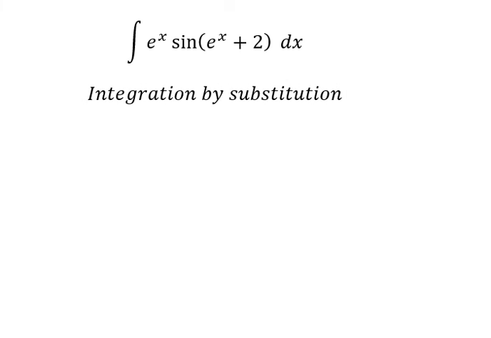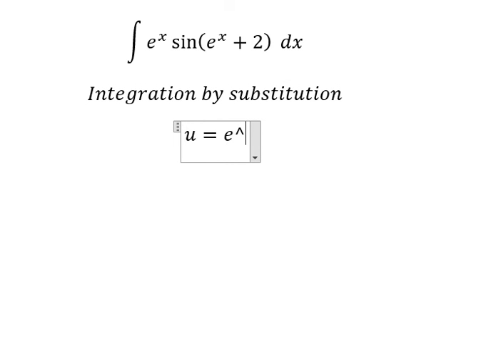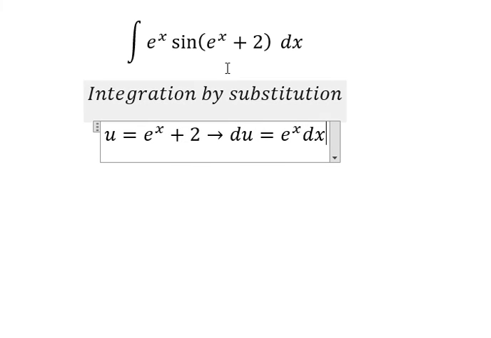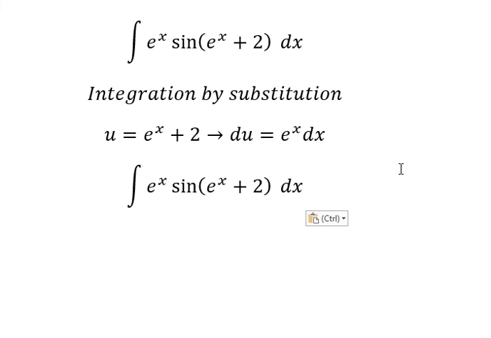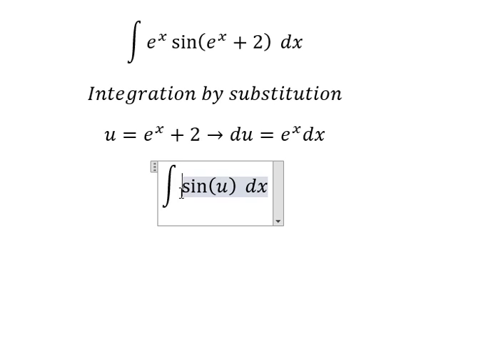So I will put u equals e to the power of x plus 2. Later we need to first take the derivative of both sides, and we have it like this. This one we change to u. e to the power of x dx we change to du.